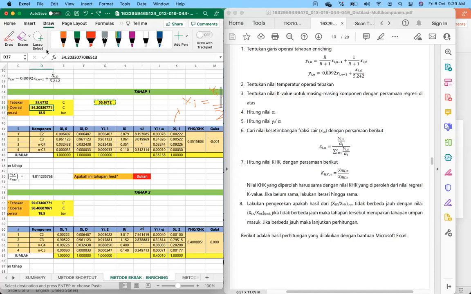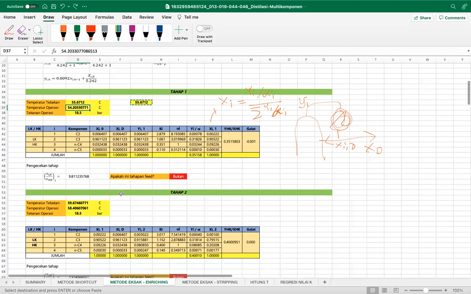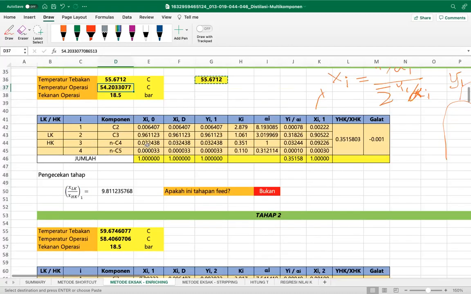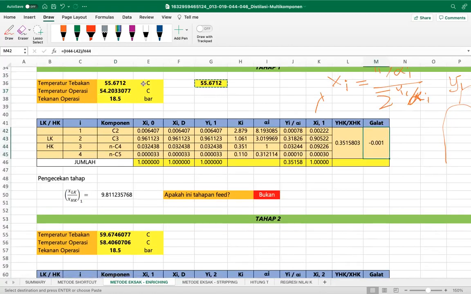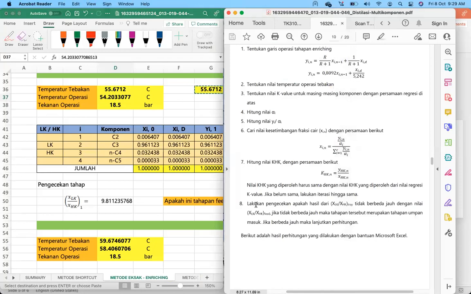Okay, so once you get the galat here, then you will have the operating temperature. So this is right, and then check whether this first stage is a feed stage or not. Yeah, by checking, lakukan pengecekan apakah hasil XHK divided by HHK tidak beda jauh dengan nilai feed. Yeah, so this is the HLK divided by HHK of the feed.